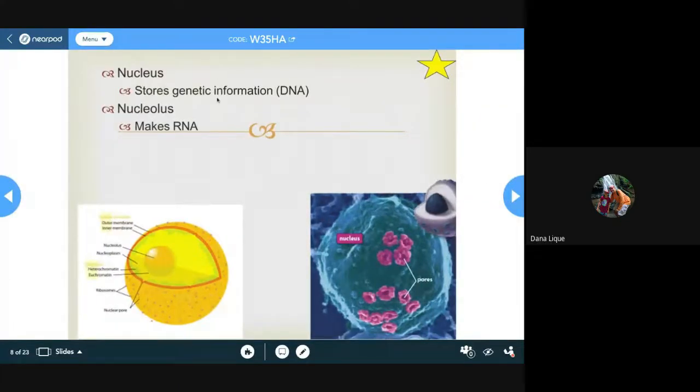Okay, nucleus I mentioned. So the nucleus has that genetic information, which is DNA. DNA can turn into chromosomes. And then inside the nucleus, there's what we call the nucleolus. So think of this as like the mini nucleus inside the nucleus. And really, you just need to know that that makes RNA. For now, that's all you really need to know.